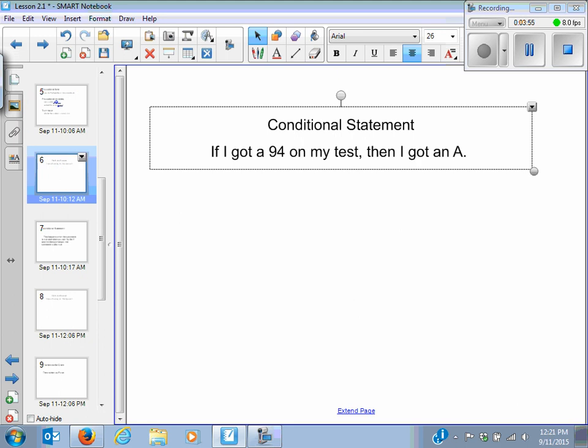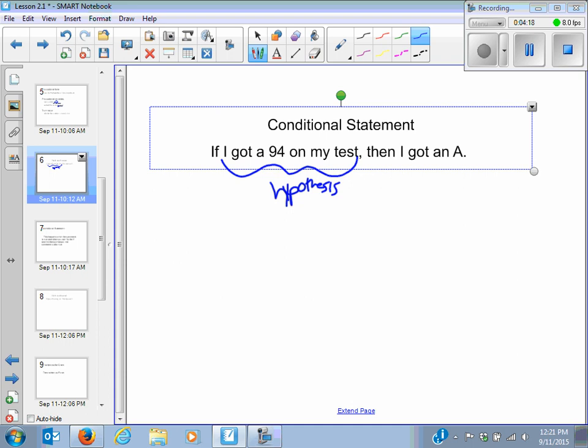All right, so here we go. Conditional statement. If I got a 94 on my test, then I got an A. So for this, let's go ahead and figure out which is our hypothesis and which is our conclusion. And right here, this would be my hypothesis. I can spell it. And this right here would be my conclusion.